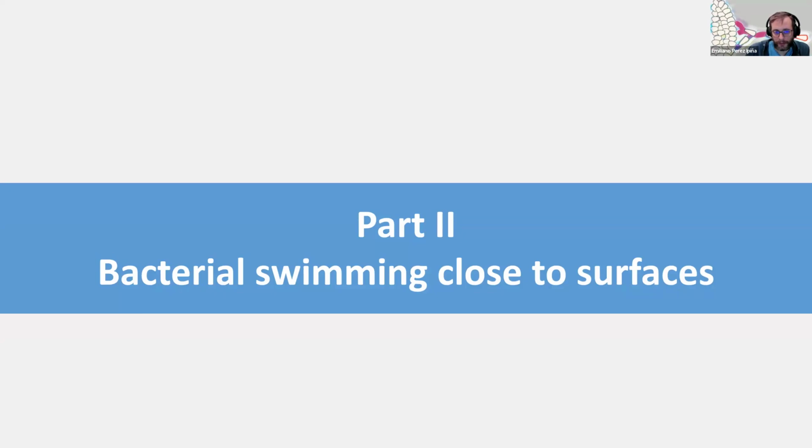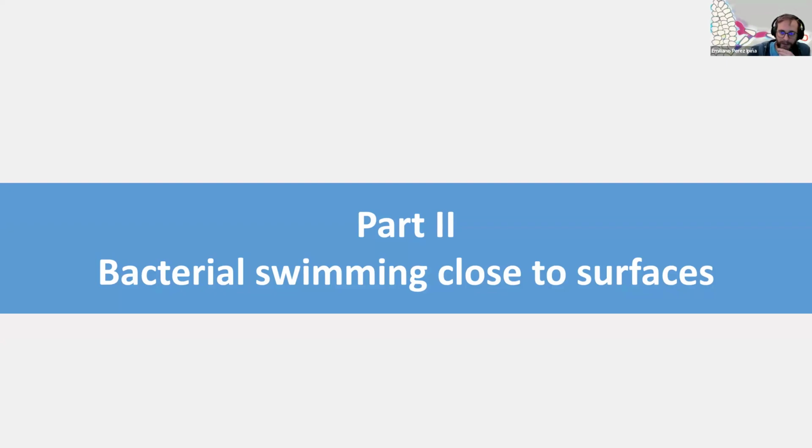Okay. So now in part 2, I'm going to shift organism. I'm not going to talk anymore about eukaryotic cells. Now I'm going to talk about bacteria. And as I mentioned before, bacteria are much smaller than eukaryotic cells. They don't crawl, but they swim, and they move much faster than the eukaryotic cells.